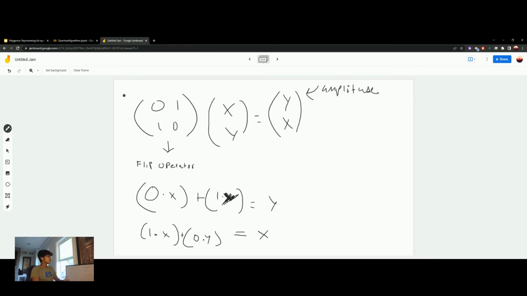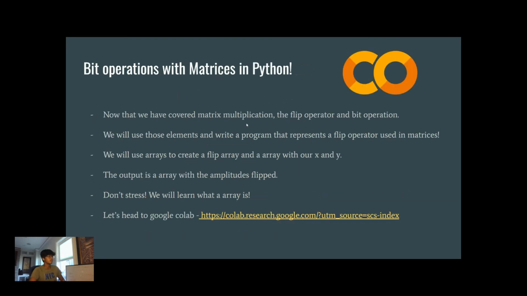Now we're going to take this one step ahead and do this in our Python IDE. We're going to do our bit operations with the matrices in Python. Now that we've covered matrix multiplication, the flip operator, and the bit operation, we'll use those elements and write a program that represents the flip operator using matrices. We'll be using something called arrays to create a flip array and an array with our x and y. A flip array is simply a flip matrix, and an array with our x and y is another matrix. The output is an array with the amplitudes flipped.